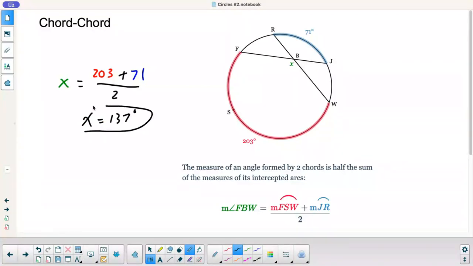Okay. So once you find that, you could really find all 4 of these angles here. This is 137. This angle over here is 137 because they're vertical. These two are supplementary. So, 180 minus 137 gives me 43. So this would be 43. This would be 43. Okay. So there you go.